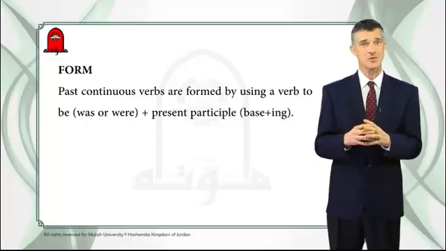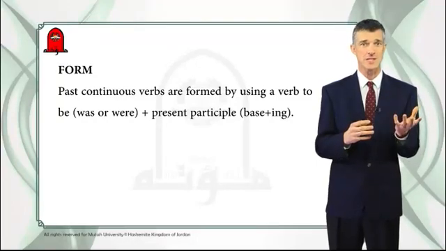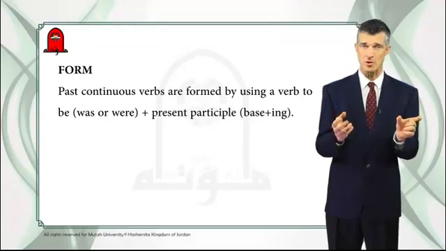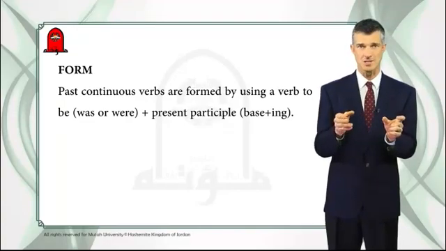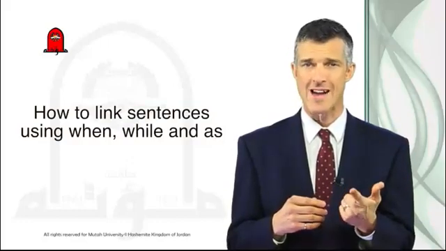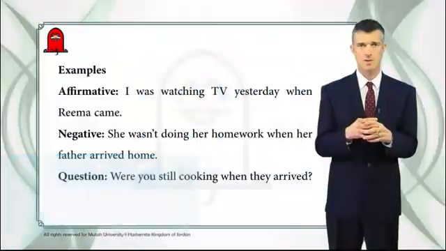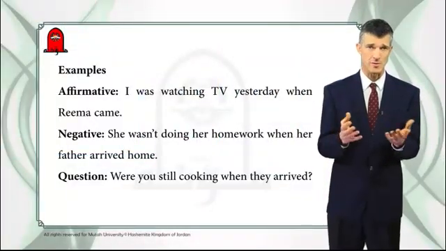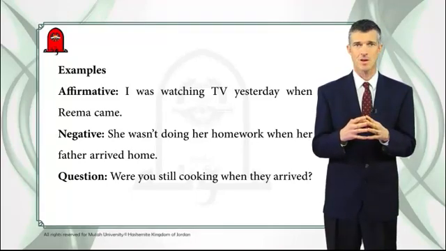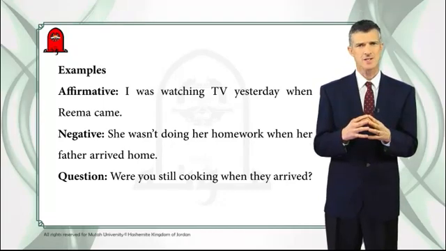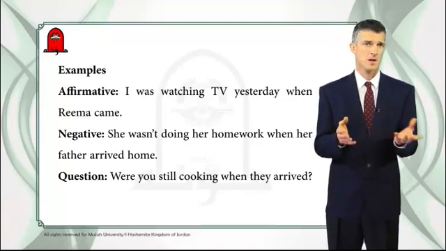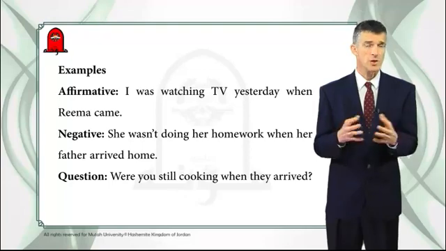Form. Past continuous verbs are formed by using the verb to be, such as was or were, plus present participle, which is the base verb, plus ing. How to link sentences using when, while, and as. Examples. Affirmative. I was watching TV yesterday when Rima came. Negative. She wasn't doing her homework when her father arrived home. Question. Were you still cooking when they arrived?